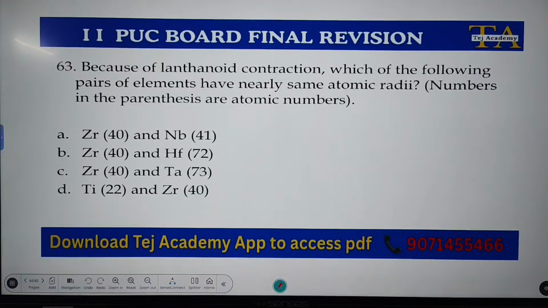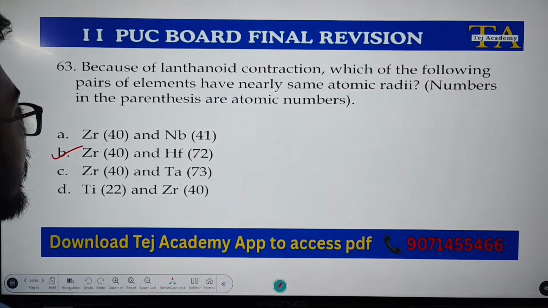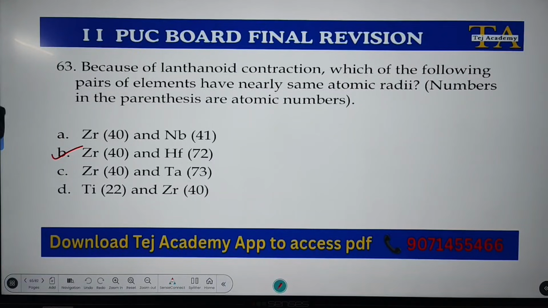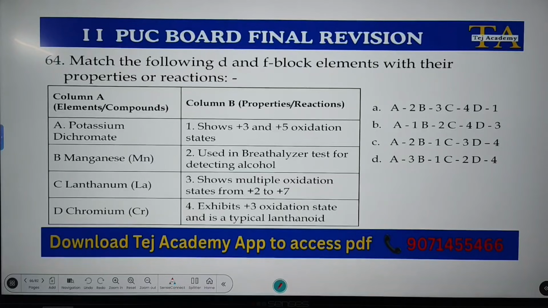63. Now, because of lanthanide contraction, which of the following pairs of elements have nearly the same atomic radii? So we know that zirconium and hafnium will have the same atomic radii. Yes.